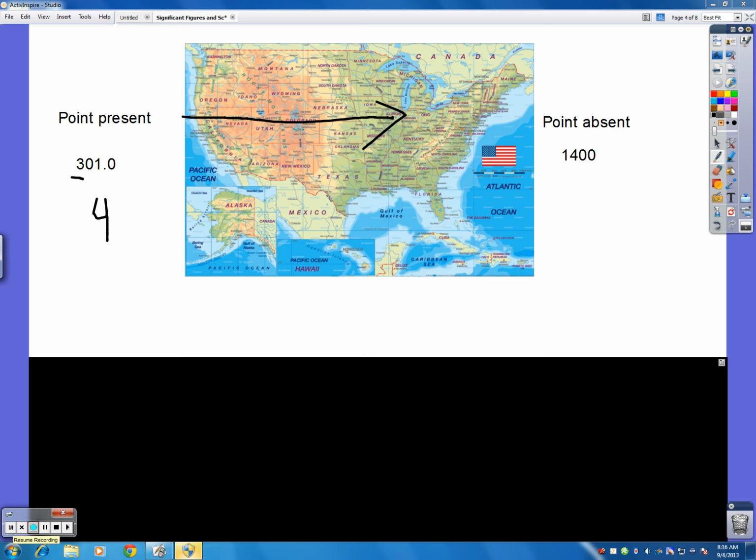On the other hand, if the point is absent, meaning there is no decimal point, such as in the number 1400, then we're starting in the Atlantic Ocean, and to get to the United States, we're going to have to go left. So in this case, all numbers to the left of the rightmost non-zero number are significant. So our rightmost non-zero number in this case is the 4. So all numbers to the left of that are significant. So in 1400, this would have 2 significant figures.